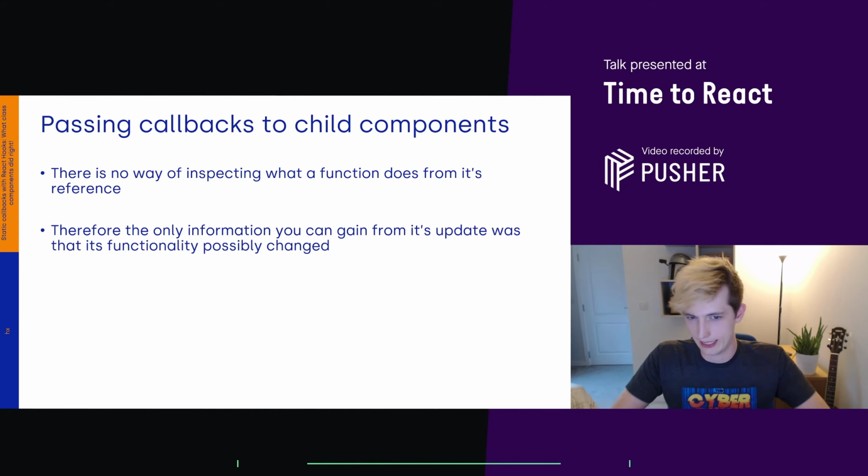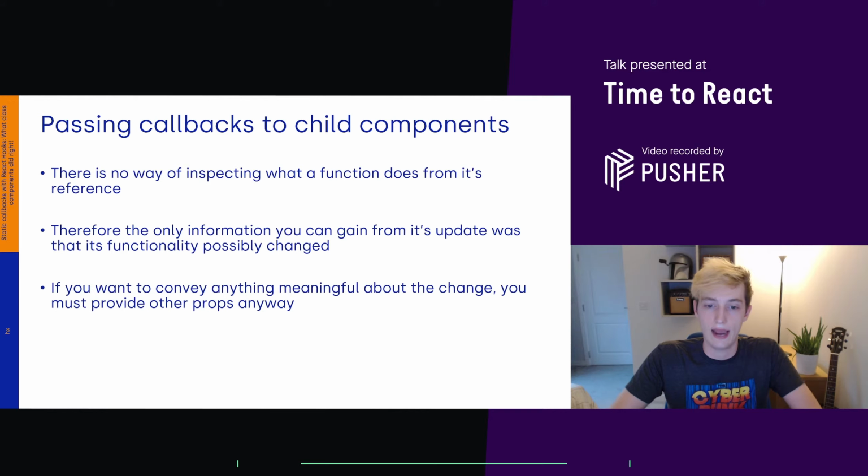So if you want to convey anything meaningful to the user about what a function does, or what a button is going to do when it is clicked, you kind of need to pass other props. You need to pass some text for that button. You need to pass a color for that button. If the button goes from a submit to a cancel, its function will change, but you don't know that from looking at the function. You have to pass a text prop that says submit or cancel. You have to pass a color that says green or red. And so you can say, okay, well then maybe we don't care about that reference changing.